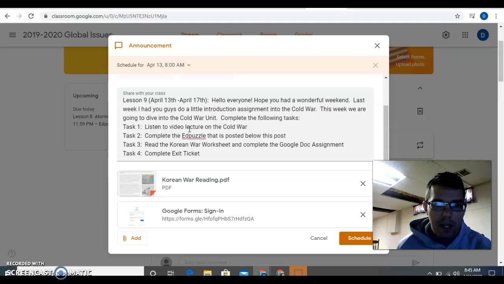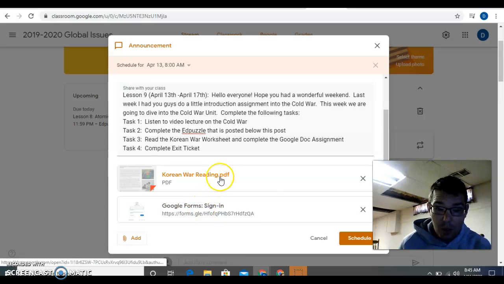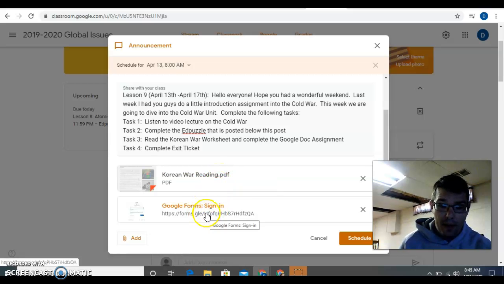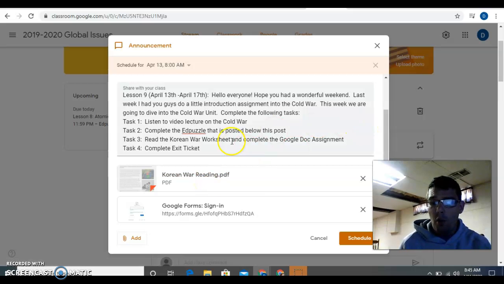Task 3 will be to read the Korean War worksheet and complete the Google Doc. Again, no different from what we've done before. It'll be posted below this post as an assignment. And then task 4 is an exit ticket that is on this post. So notice this post, you have the Korean War reading. You'll have the Google Form that you need to complete at the very end. And there'll be both video lectures. All right, so that's that.